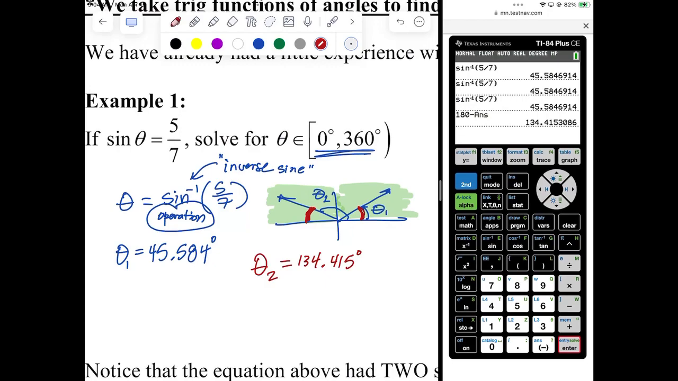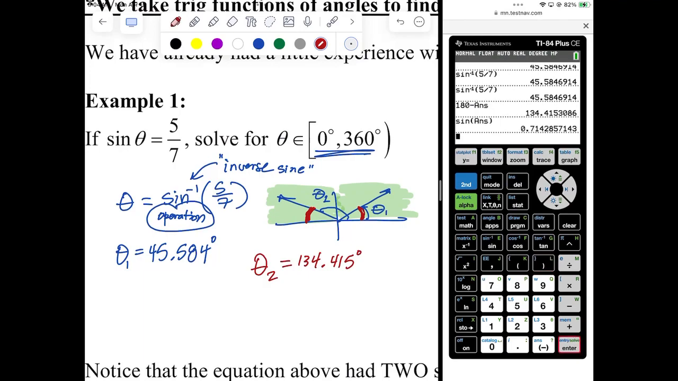Now, let's check that one. If I hit sine of the second answer, I get this number here, which when I hit math enter converts back to what? 5/7.